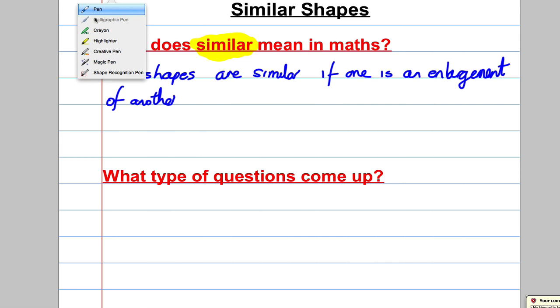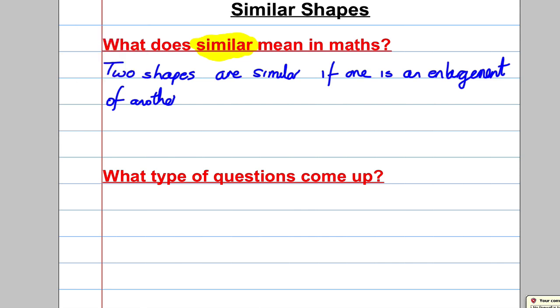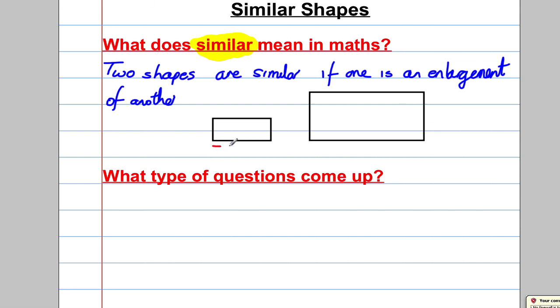Okay, for example, just very quickly, let's just get two rectangles, like say like that one there. And I'm just going to copy this one. I'm just going to make it bigger. That shape's an enlargement of that shape and they're similar. So say if I told you that this length here was 4 centimeters and I told you that this length here was 8 centimeters, you would know that this shape must be double this shape. Okay, it's double that shape.